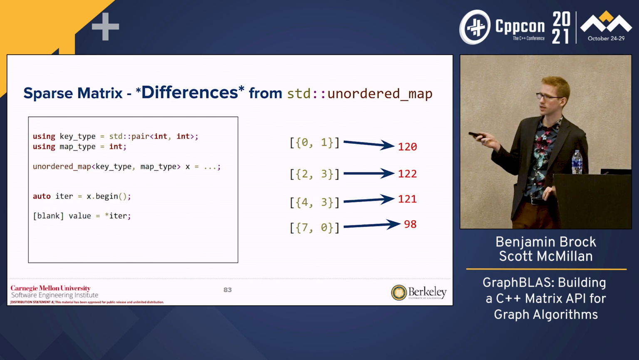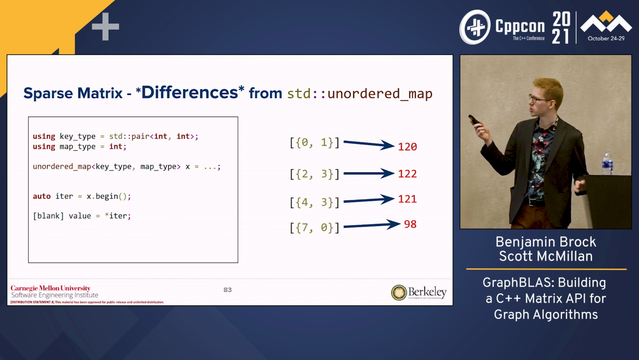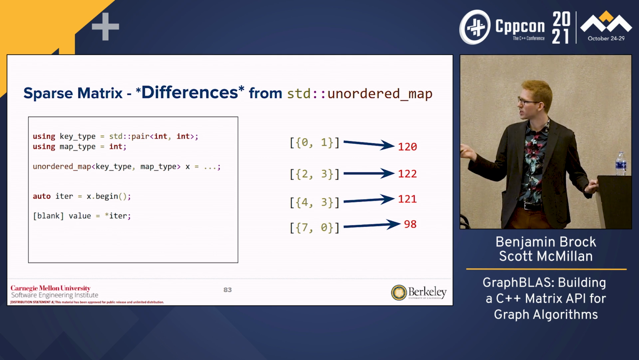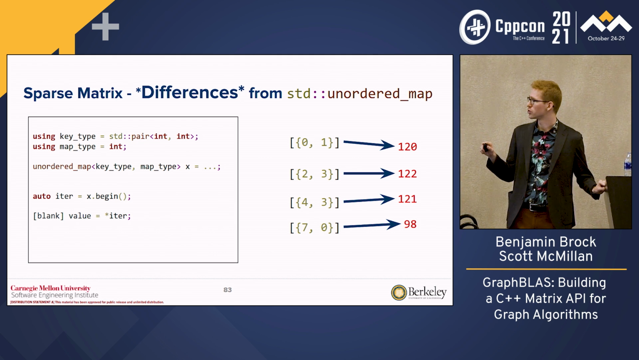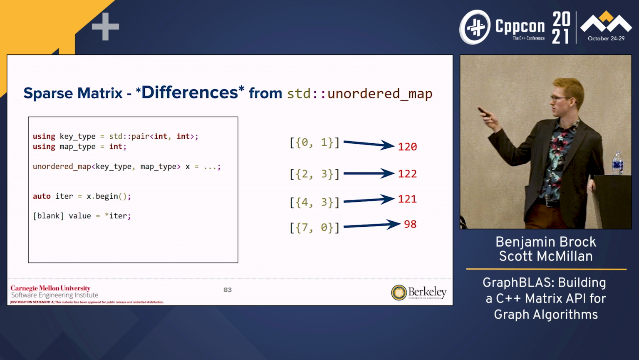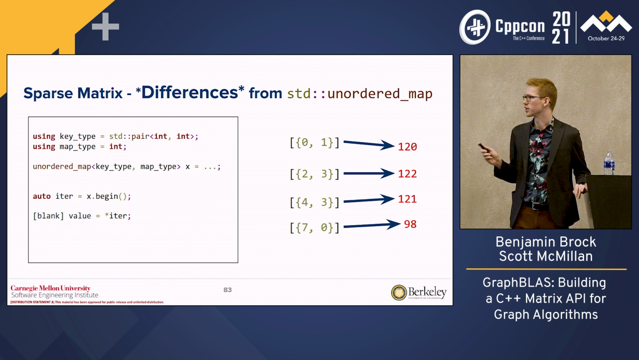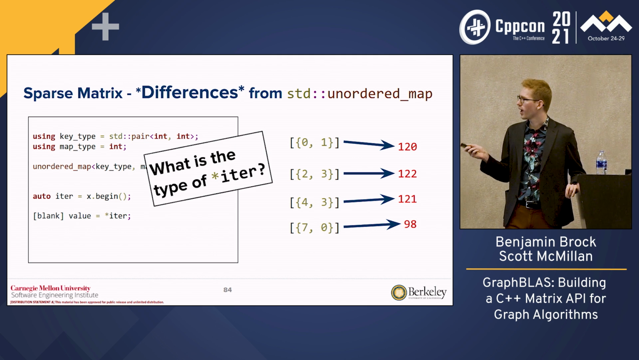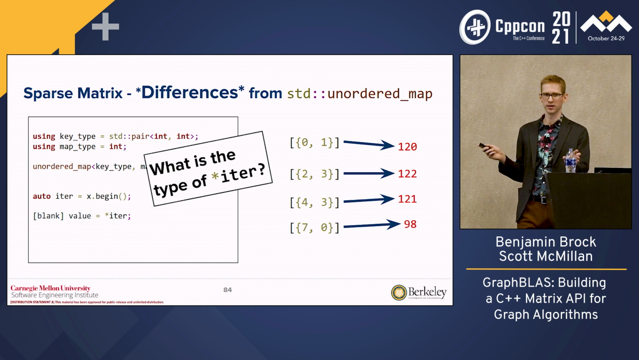However, if we were to look at the guarantees that an ordered map gives us, let's suppose that we have this kind of sparse matrix-like unordered map that we've defined. It has a key type, which is a pair of integers that represent an index. And then it has a map type, which is the type of thing that is stored in the map. And then we were to request an iterator to that type. Now, what happens if we dereference that iterator? What is the thing that it gives us?